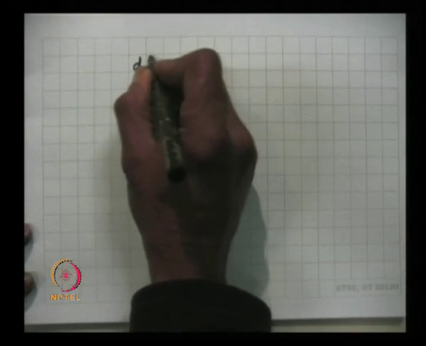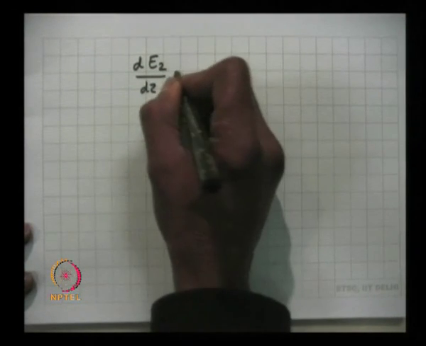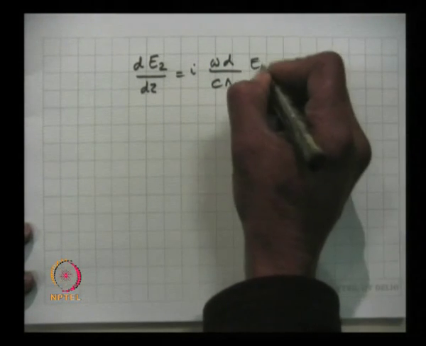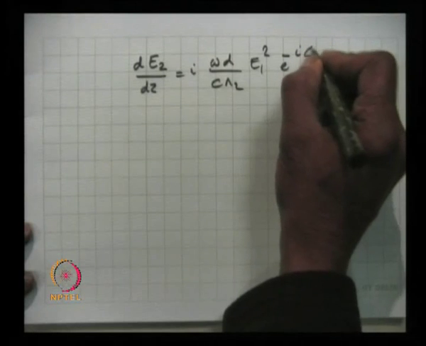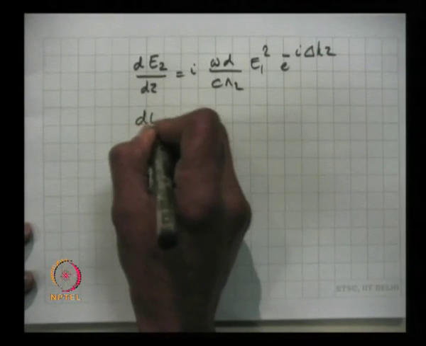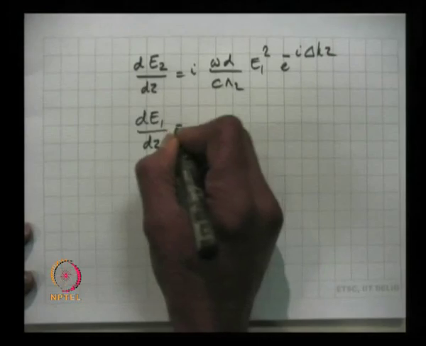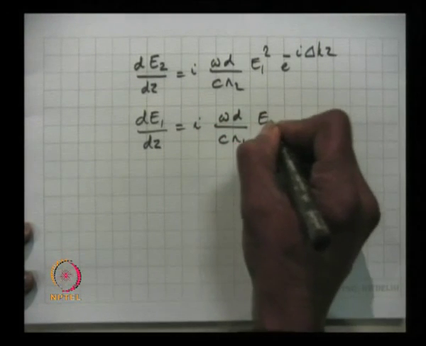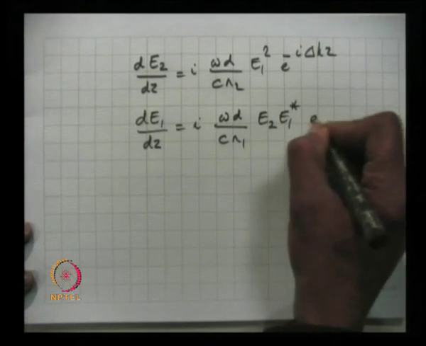Anything else? Okay. Before we start the discussion, I'll leave a problem to you. Please do this at home. Remember these two equations we had written: dE2 by dz is equal to i omega d by c n2 E1 squared e to the power minus i delta k z, and dE1 by dz is equal to i omega d by c n1 E2 E1 star e to the power i delta k z.